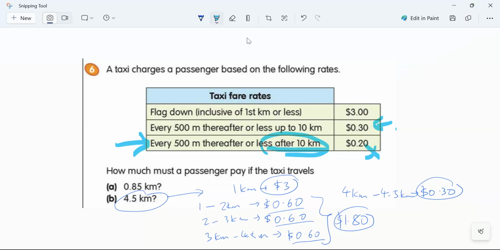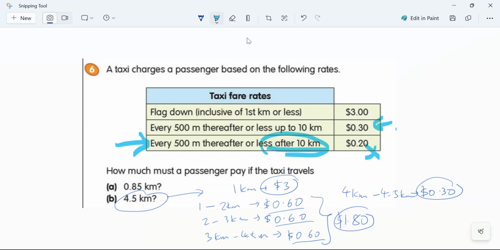So let's say the taxi drives for 12 kilometers or 11 kilometers, right? Then the 20 cents will start to count from the 10 kilometers to the 11 kilometers. Anything before that is the first 2 rows. Okay, yes.